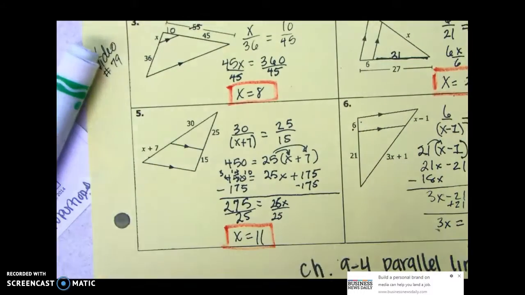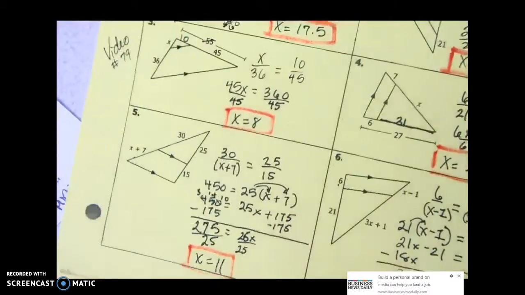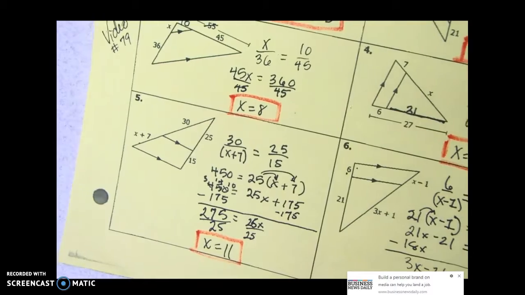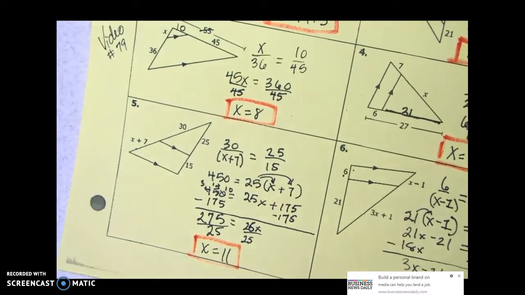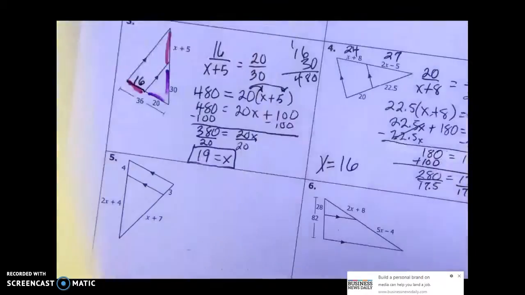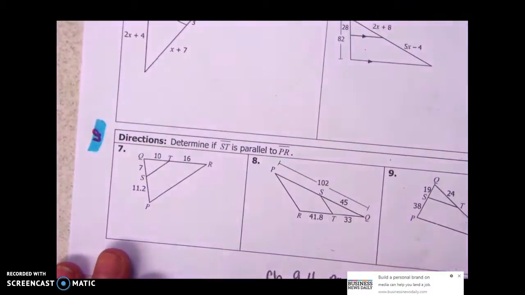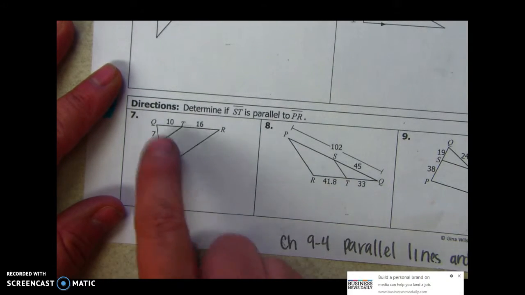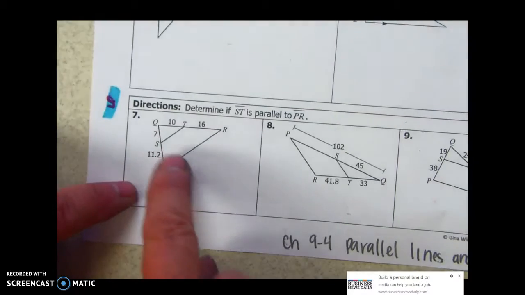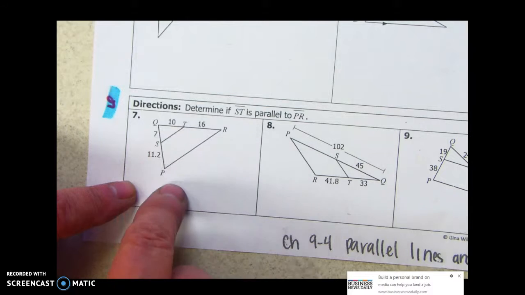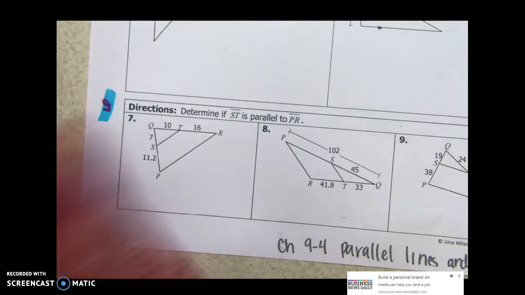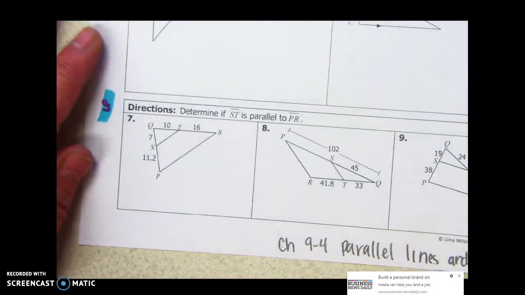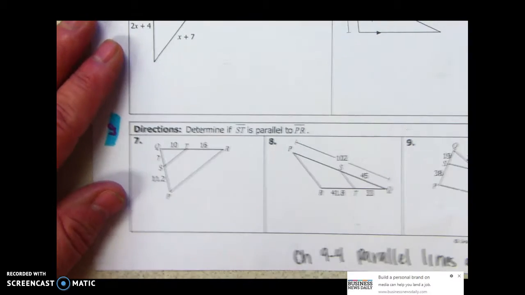Okay. Now, what we're going to do is take a look at page 7 at the bottom. And here you see the directions are to determine if the sides are parallel. So notice on this one, we're not seeing the arrows. We're given all the side lengths. We're not solving for x. What we're doing is seeing if these are parallel by seeing if these are proportional. So this is the converse of what we just learned.